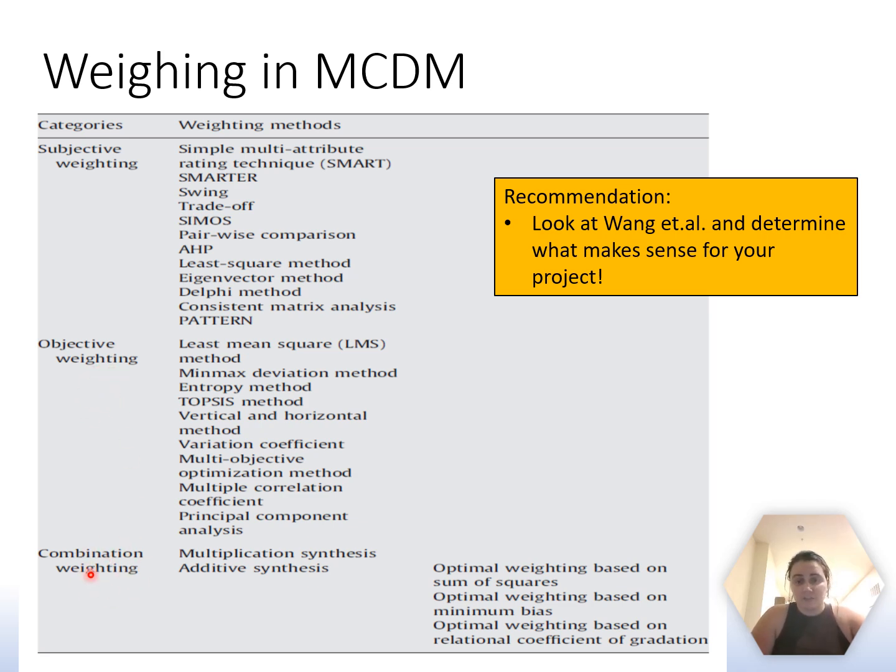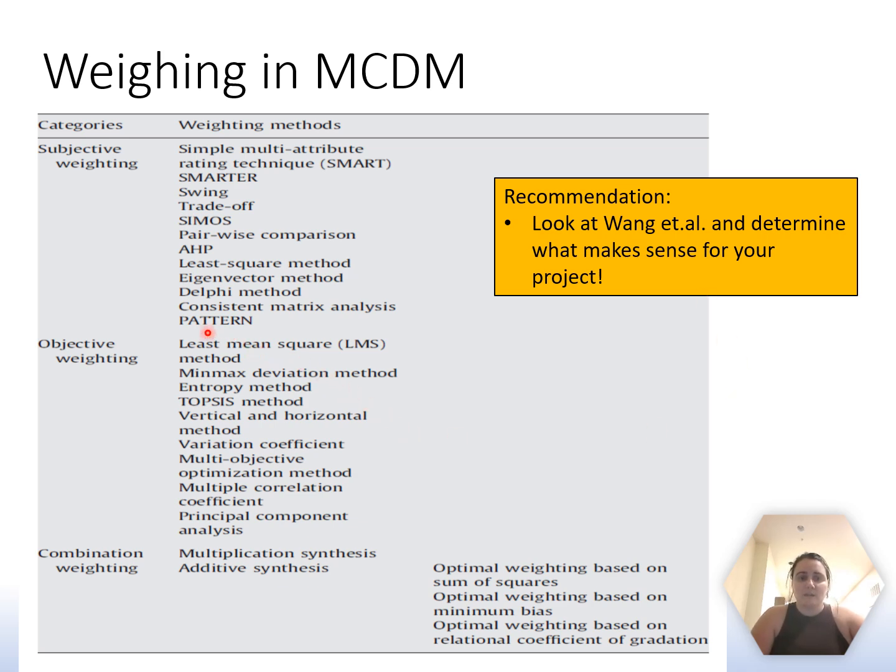We can do combinations of weighings, right? We can figure out what makes the most sense. Subjective could be things like trade-offs or just talking to people and doing something very simple, right? We don't necessarily have to have huge mathematical models. But my recommendation is, this is actually a really great paper, this weighing at all paper that shows up for you on Canvas. Determine what makes the most sense for your project.